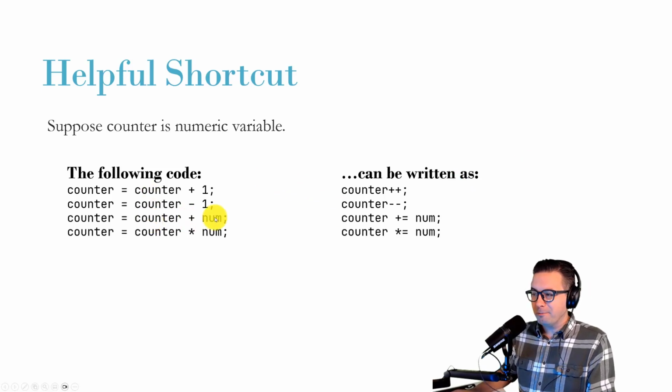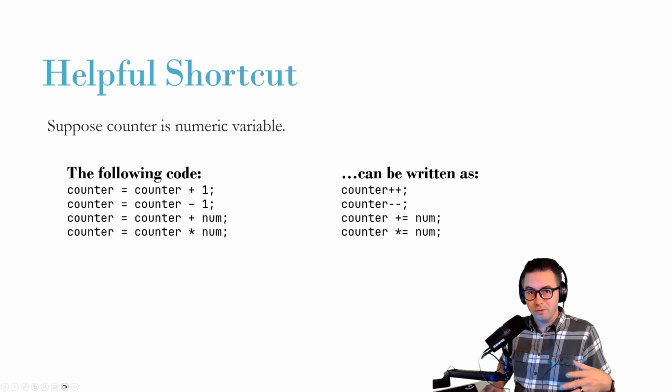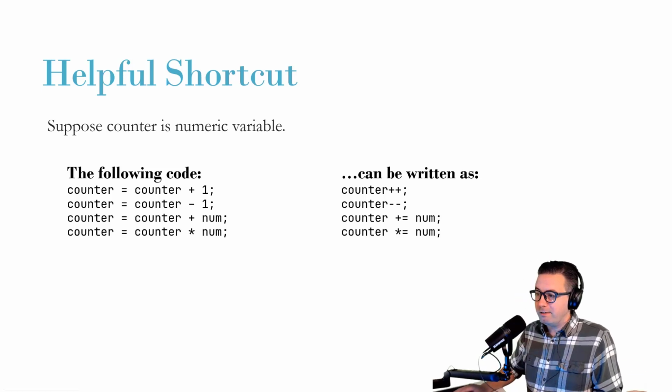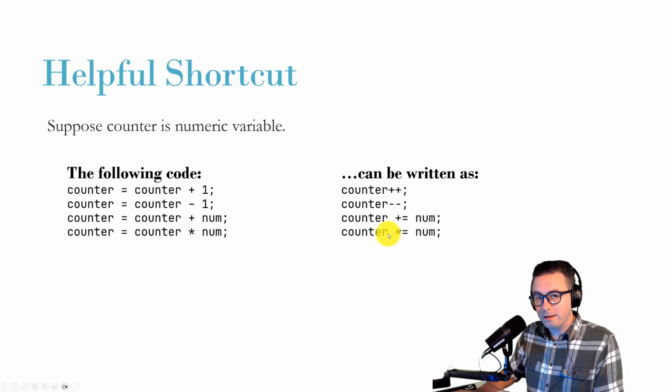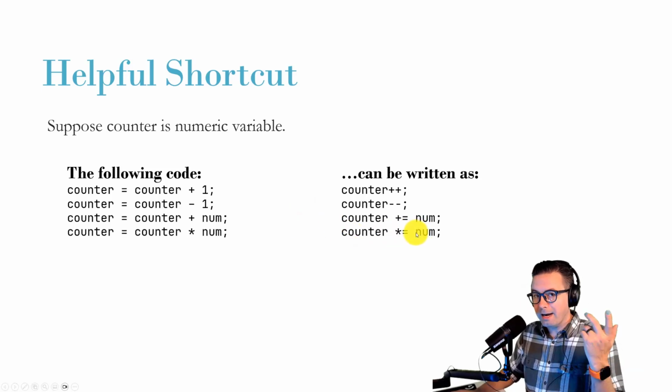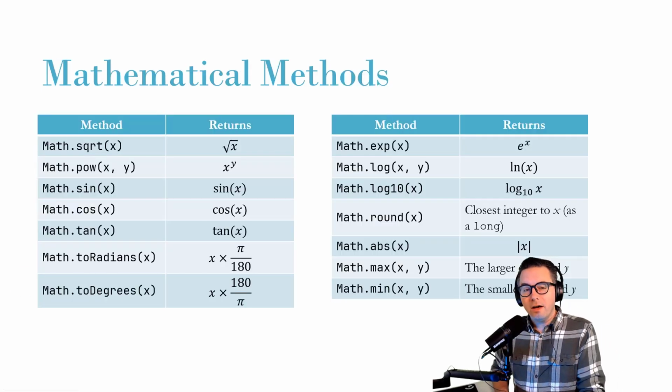Then we have counter plus num. So the idea is sometimes you want to add more than just 1 to the value. Sometimes you want to do 2 or something like that, or maybe it's a changing number. And so that's what this does. This adds num to counter and then stores that sum to counter. Same with this, except it's not add, it's multiply. So it multiplies num to counter and stores it as counter. So it's doing the exact same thing as this line right here. Okay.